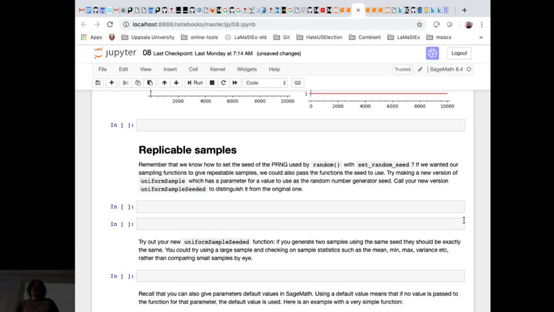So yes, this is about replicable samples. If you produce samples and you want to replicate exactly the same sample, then we use set random seed. This is how we control this.